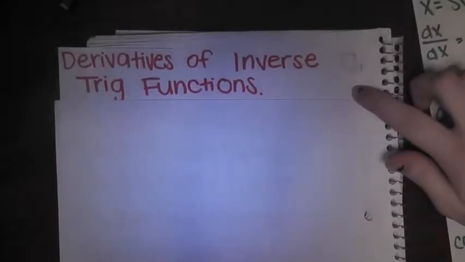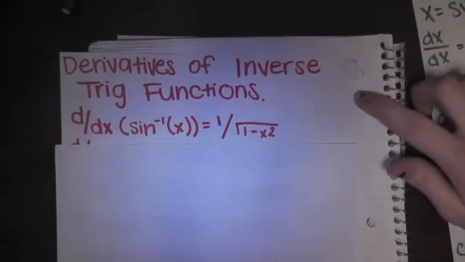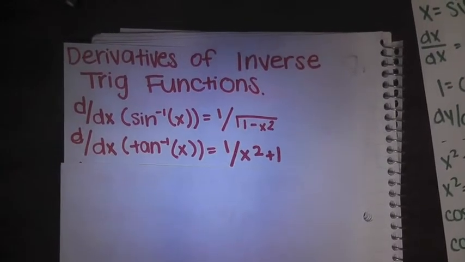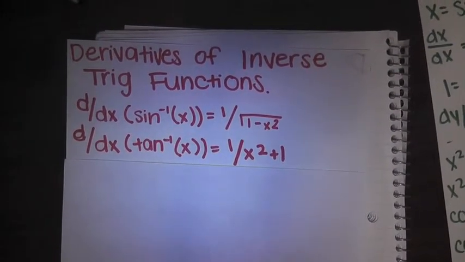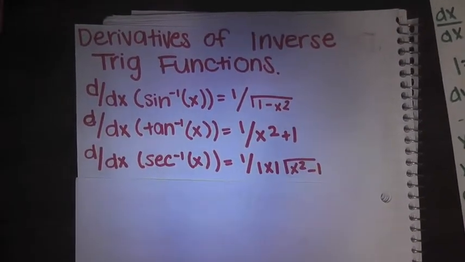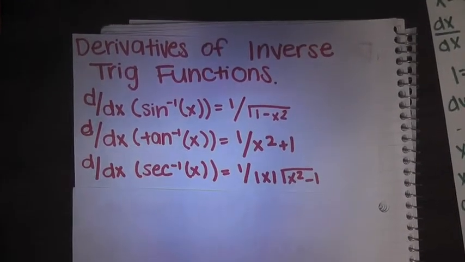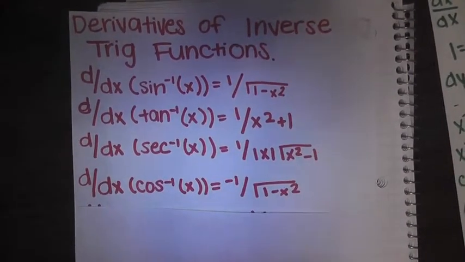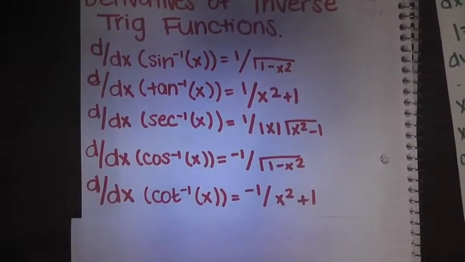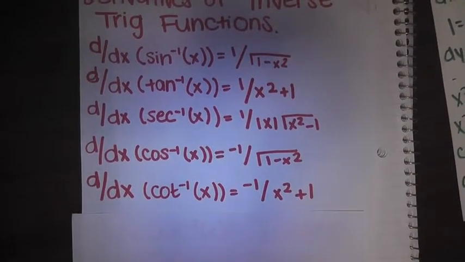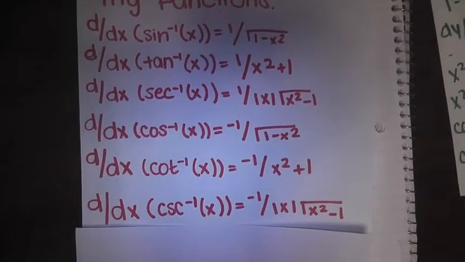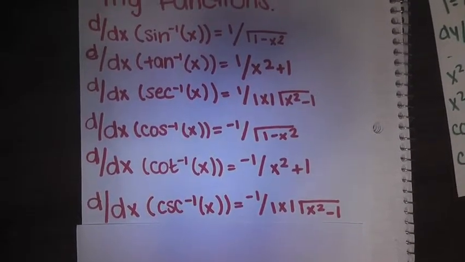Derivatives of the inverse trigonometric functions are: the derivative of sine inverse is 1 over the square root of 1 minus x squared. The derivative of tangent inverse is 1 over x squared plus 1. The derivative of secant inverse is 1 over the absolute value of x times the square root of x squared minus 1. The derivative of cosine inverse is -1 over the square root of 1 minus x squared. The derivative of cotangent inverse is -1 over x squared plus 1. And the derivative of cosecant inverse is -1 over the absolute value of x times the square root of x squared minus 1.